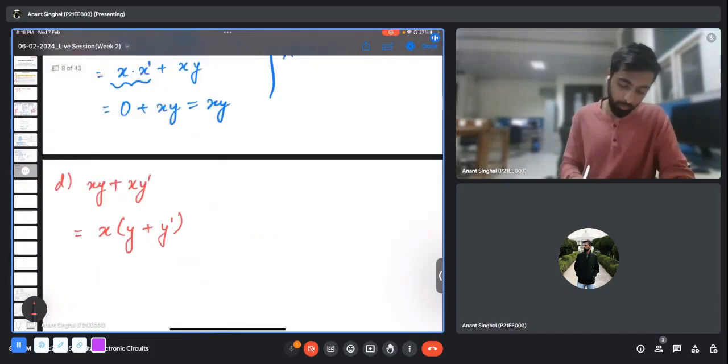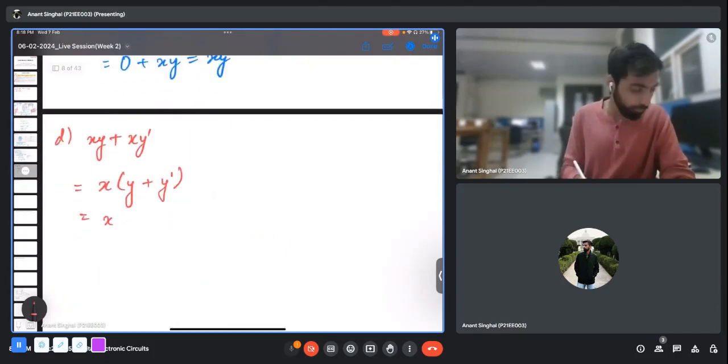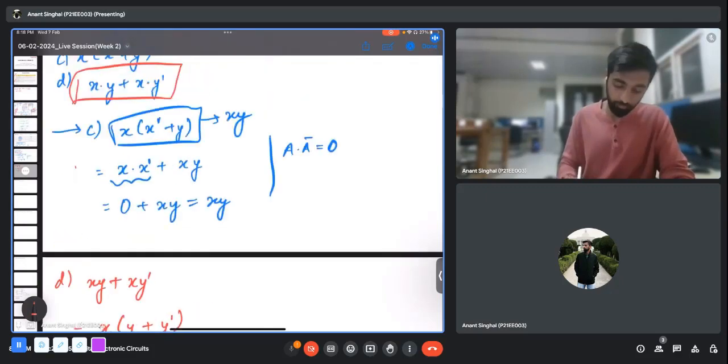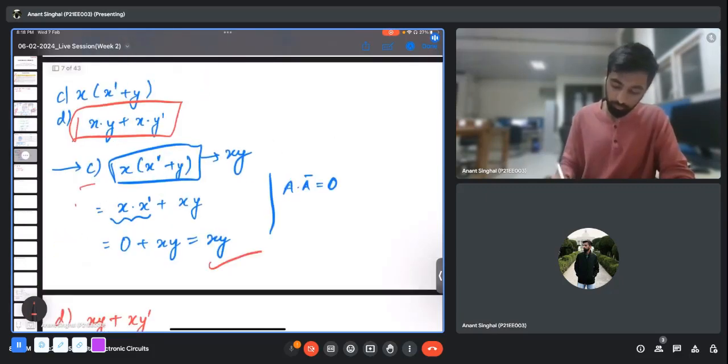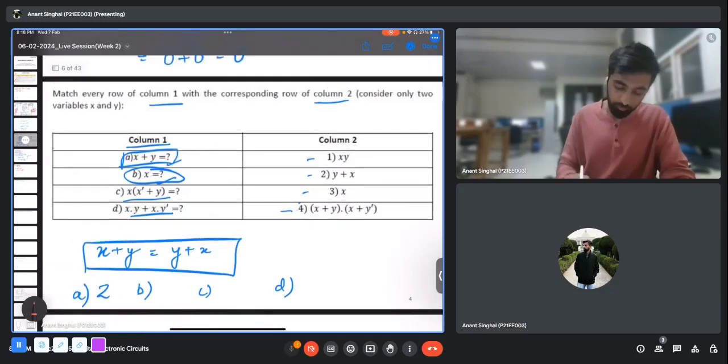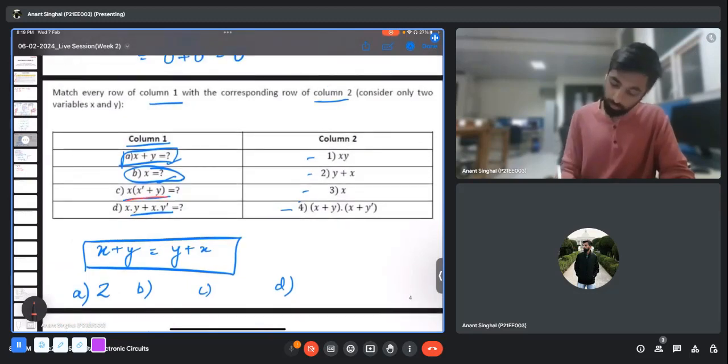So using the same property, x is getting ANDed with 1, and multiplying any variable with 1 will give you the variable back. So for D, I've got x, and for C, I've got xy. So let's check. For C, I've got xy, which is option 1, or from column 2, it is row 1. So I can write this as 1. For D, I've got x, that is option 3.